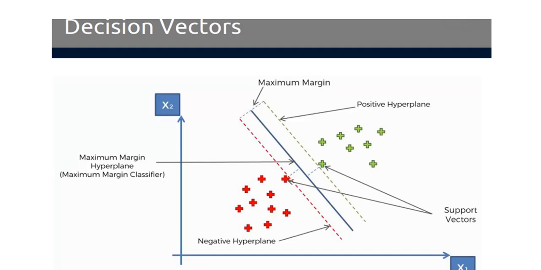Now, what are support vectors? Now let us focus on the most important point in the diagram. These points are called support vectors, the plus green sign and plus red sign. Support vectors are the training data points that lie closest to the decision boundary.